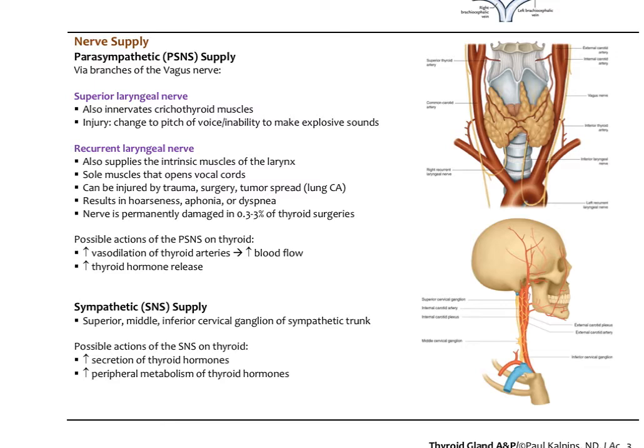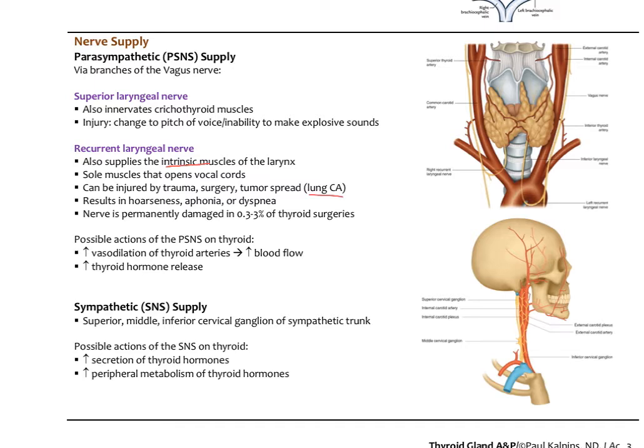Versus the recurrent laryngeal nerve, that's the one that's going to be more commonly affected, with bruits and whatnot. This supplies the intrinsic muscles of the larynx, and also the primary innervation to the vocal cords. So any damage or injury, compression, etc., there would be more noticeable in hoarseness, aphonia, or even dyspnea, shortness of breath. And that can be injured by trauma, surgery, any sort of tumor spread.